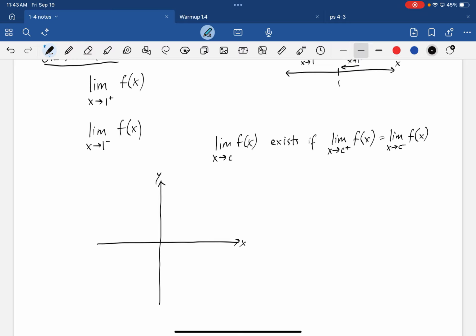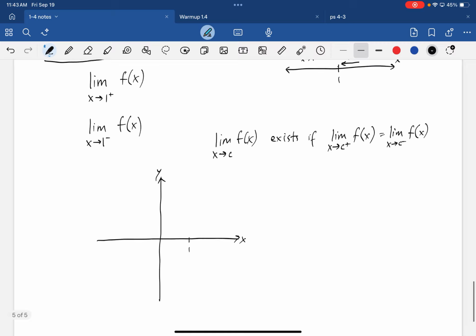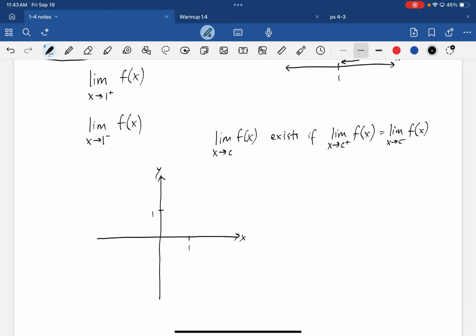Let's say here is 1, and then here is maybe 1 and negative 1. Let's say on the left side it looks something like this. And then there's a closed circle here, meaning that f of 1 is 1, right? Because it's a closed circle. We're defining it at positive 1. And then we're going to have an open circle, something like that.